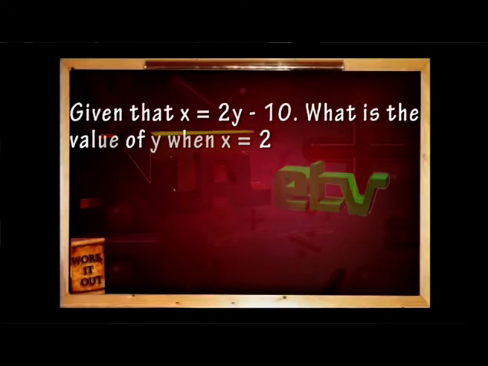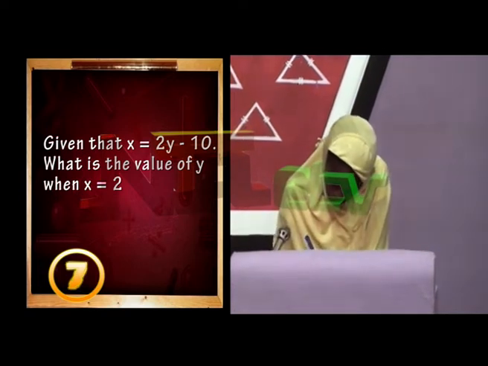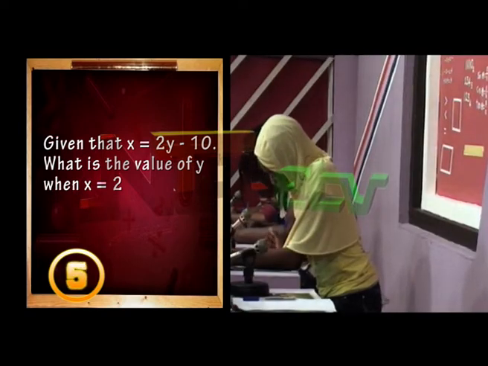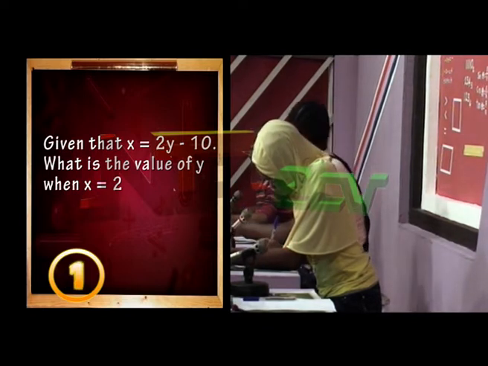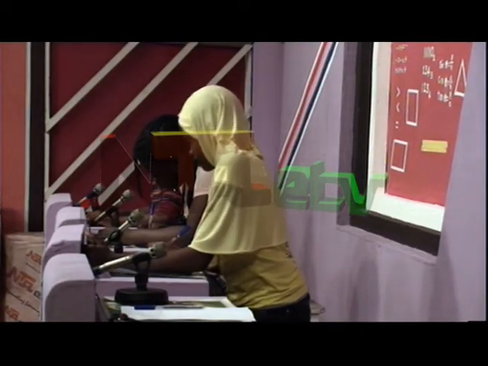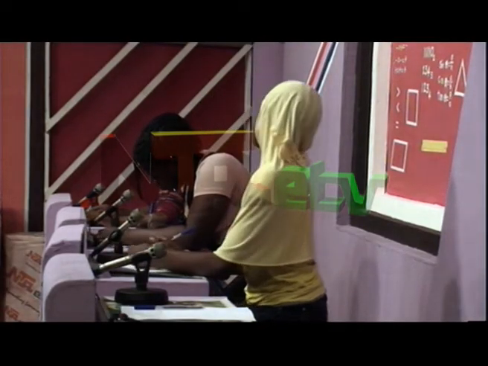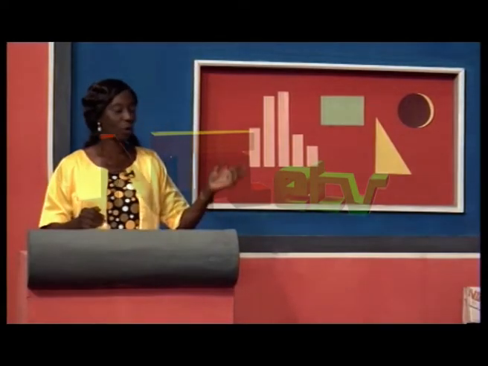Given that x is equal to 2y minus 10, what is the value of y when x is equal to 2? 8. 8 is not correct. You've missed that and your time is up. Yes, contestant A. Y is equal to 6. That's another bonus to contestant A.